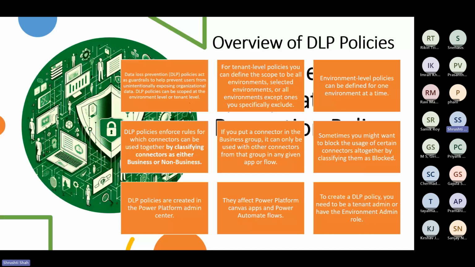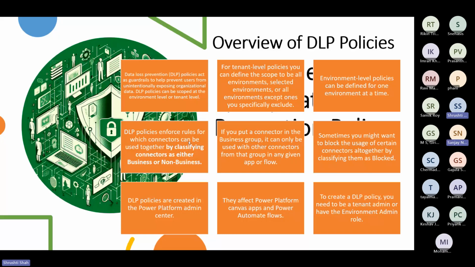But coming to the next point, data loss prevention policies enforce rules for which connectors. These are classified into different ones. As I mentioned, three different classifications of data groups: business, non-business, and blocked. So whenever you hear about data loss prevention policies, you will mainly hear about three different data groups which fall under DLP: business, non-business, and blocked.